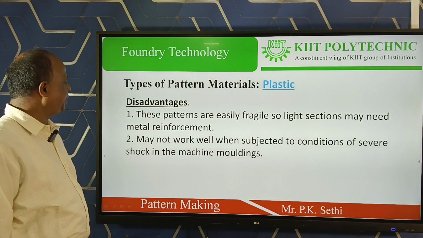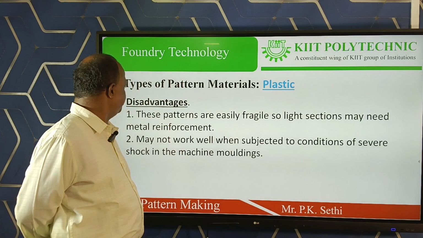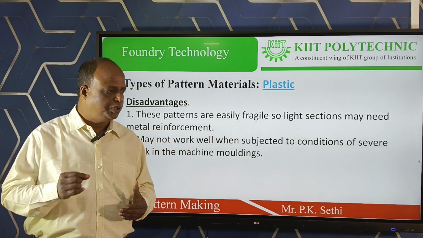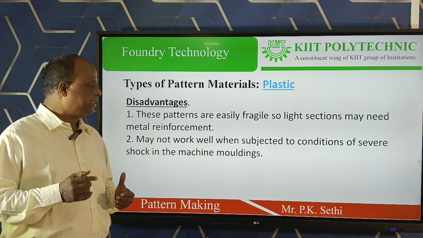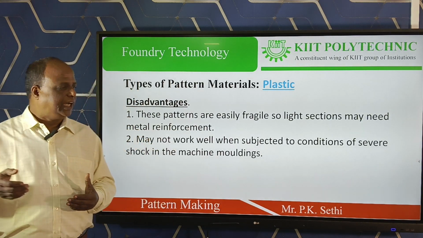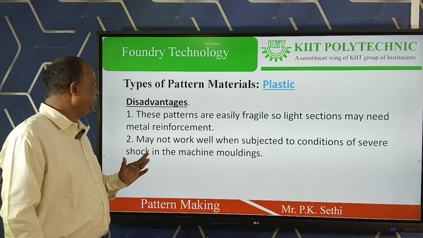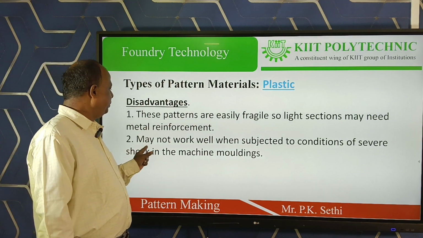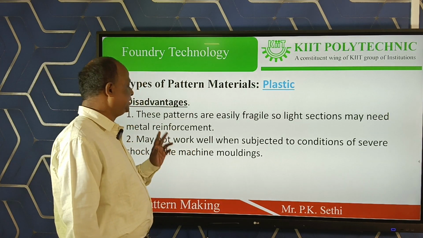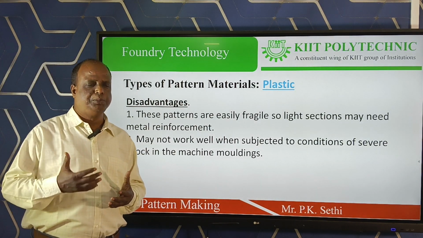And these are the limitations of plastics. These patterns are easily fragile, so light sections may need metal reinforcement. That means if the pattern thickness is low, it will easily break. That is why very thin metals are inserted inside the plastic patterns to increase their strength. Number two, it may not work well when subject to conditions of severe shock in machine molding. That means when you are using machine molding, there are different types of molding processes.